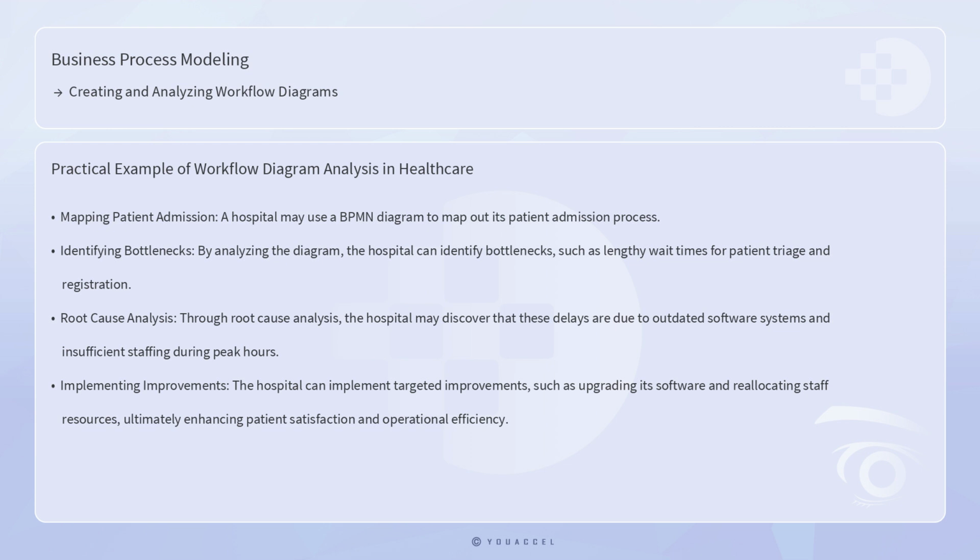A practical example of workflow diagram analysis can be seen in the healthcare industry. A hospital may use a BPMN diagram to map out its patient admission process. By analyzing the diagram, the hospital can identify bottlenecks, such as lengthy wait times for patient triage and registration. Through root cause analysis, the hospital may discover that these delays are due to outdated software systems and insufficient staffing during peak hours. Armed with this information, the hospital can implement targeted improvements, such as upgrading its software and reallocating staff resources, ultimately enhancing patient satisfaction and operational efficiency.